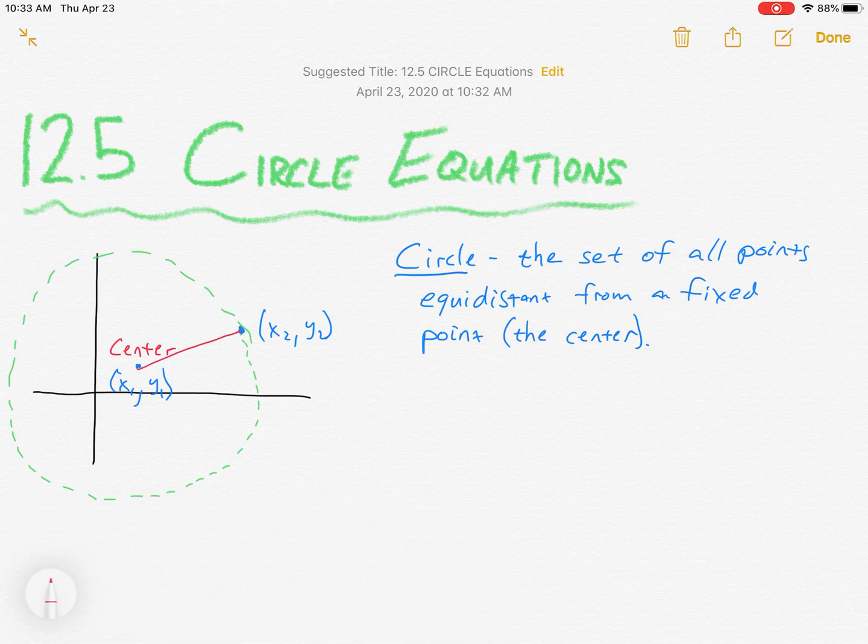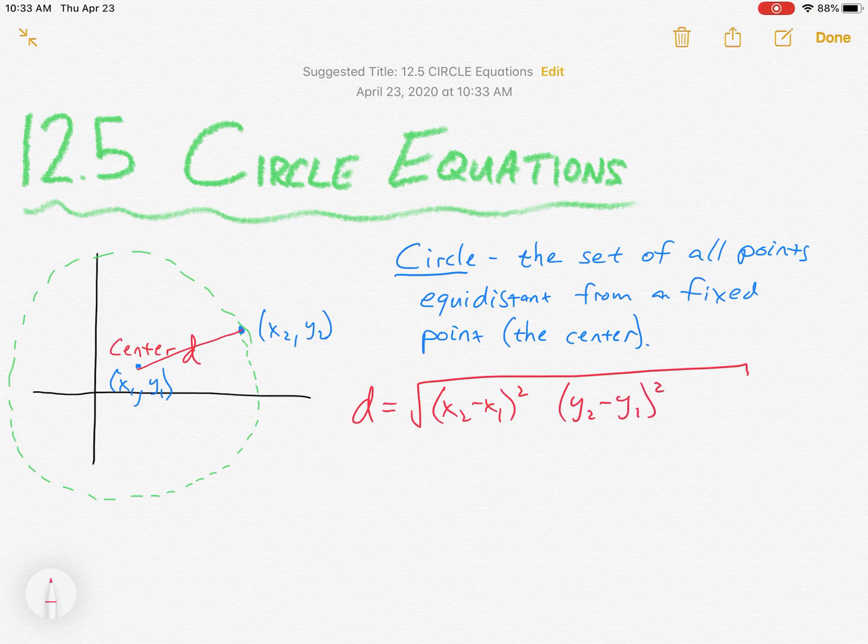Well, the way we're going to describe all those points is we're going to start with the distance formula. If I wanted to find the distance from the center to the outer edge, we call that the radius, right? Although I'm going to do something kind of odd here. I'm going to put a d there right now, for distance. We've learned from the distance formula, the difference in your x's, square it, the difference in your y's, square it, add together, square root the whole thing. There you go, distance formula.